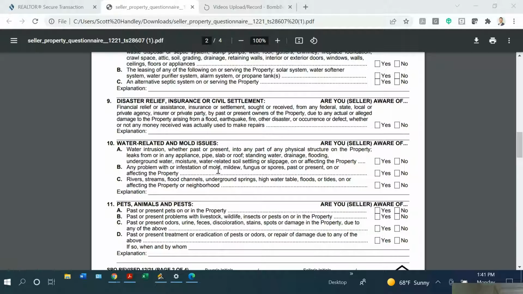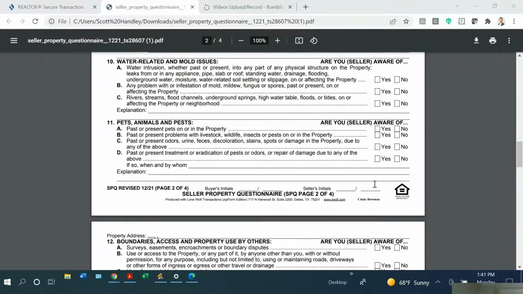Okay. Rivers, streams, floods, channels, underground springs, high water table, floods, or tides on or affecting the property or neighborhood. If it's in a flood zone, we need to be marking yes here. Your seller should be aware if it's in a flood zone, because the mortgage company would require flood insurance on the property, and they would have run for that.